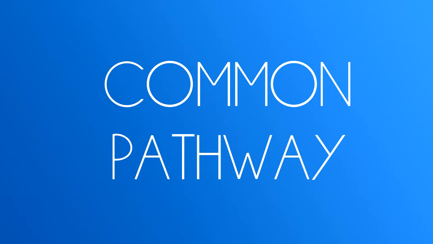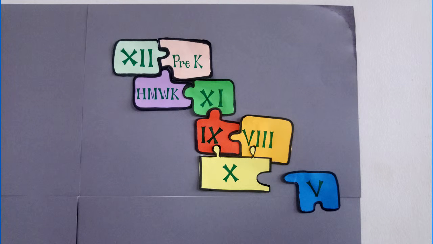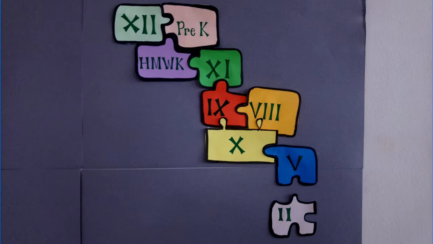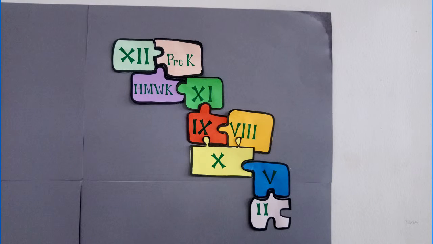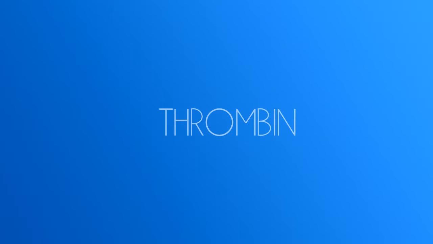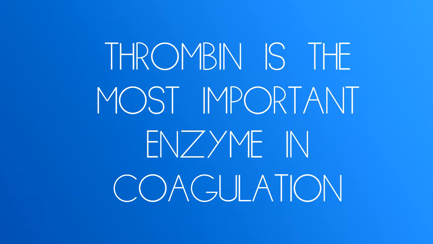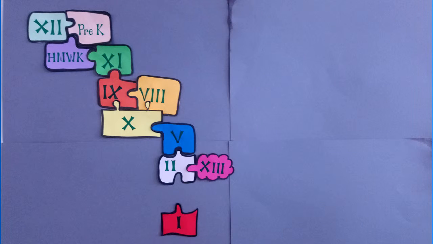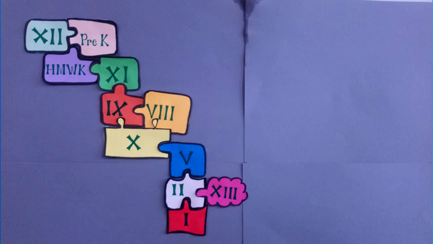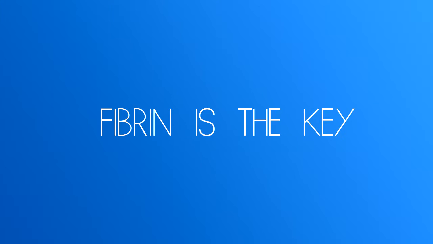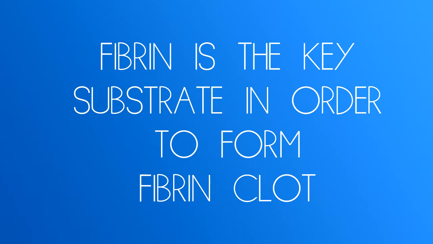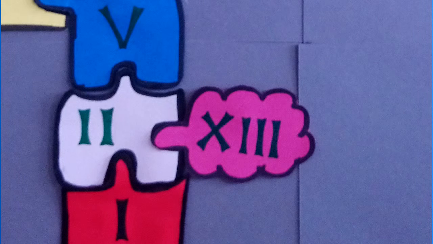Let's proceed to the last pathway, the common factor pathway. Factor 10 will complex with factor 5 to activate factor 2. Factor 2 will then be activated, forming thrombin. Thrombin is the most important enzyme in the coagulation pathway. Factor 1 will be released and activated to fibrin. Fibrin is the key substrate to form the fibrin clot, which is unstable. Here goes factor 13. This factor will stabilize the structure of the fibrin clot.